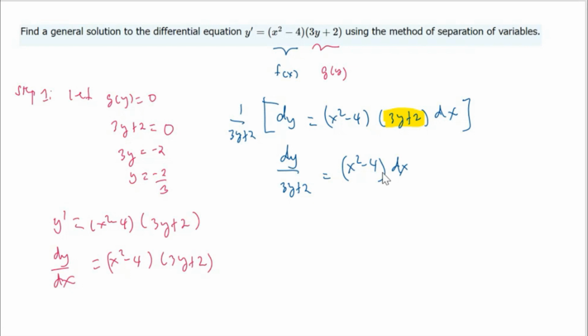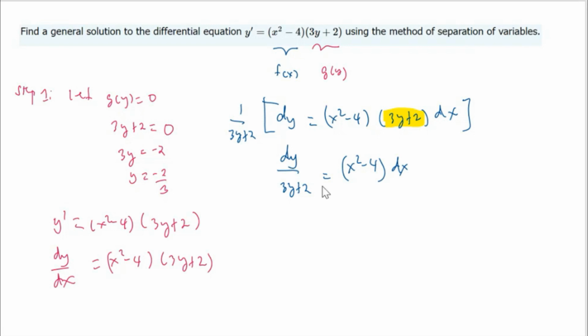So in short, from the given equation of dy over dx equals x squared minus 4 times 3y plus 2, the 3y plus 2 will be grouped together in terms of dy. So you have to divide both sides by 3y plus 2. In short, you can put that one in the denominator of dy, which is now the 3y plus 2. And using cross multiplication, we have now x squared minus 4 times dx on the right hand side.